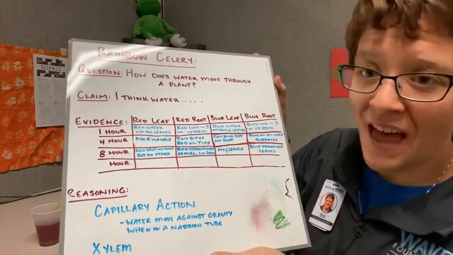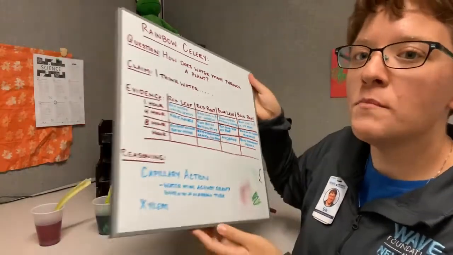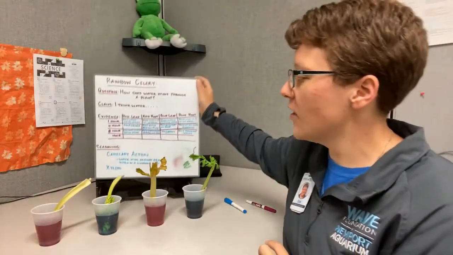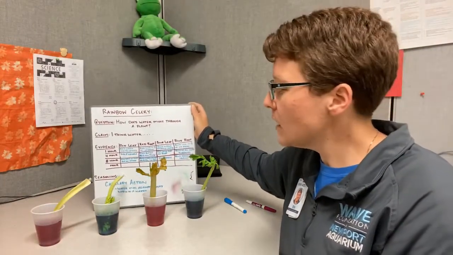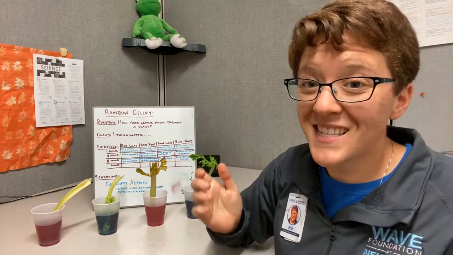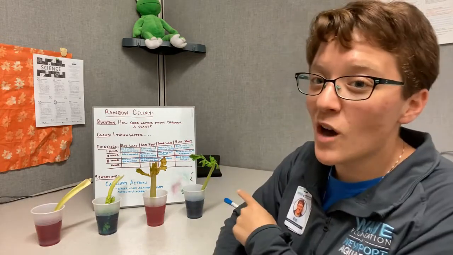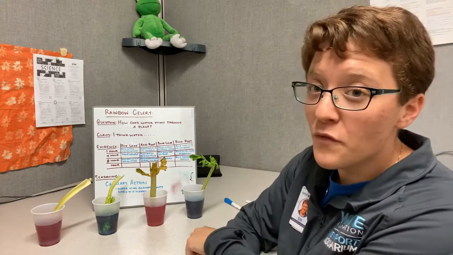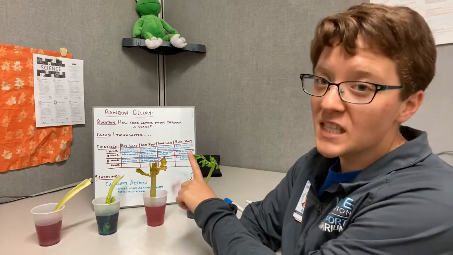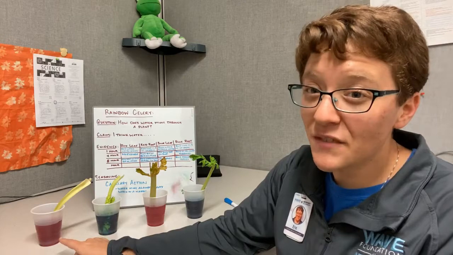X-Y-L-E-M. And that is the capillary that water moves all the way up in that celery, or in any plant actually. And so what we can understand is that because of the properties of water and the properties of plants, this water was able to travel from the bottom of the roots of celery up to the leaves, but that's not how the leaf structure works.